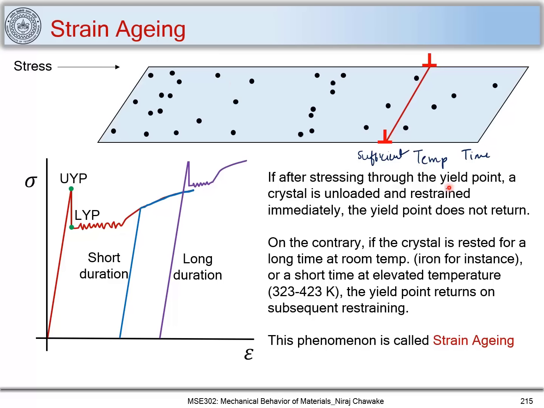So if after stressing through the yield point, a crystal is unloaded, so we have unloaded the crystal, and restrained it immediately, the yield point does not return. So in this case, we have immediately restrained the material, so there will not be any formation of a yield point. On the contrary, if the crystal is rested for a long time at room temperature or at elevated temperature, so we have a temperature region which is also mentioned here, the yield point returns on subsequent restraining. The yield point will return because the carbon atoms here will get sufficient time or energy to diffuse to the core of the dislocation, and they can form a Cottrell atmosphere again, and thus the yield point returns, and this phenomenon is called strain aging.